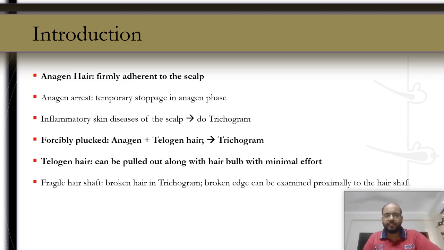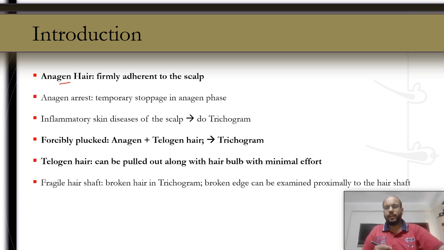Previously, we have discussed that anagen, catagen, and telogen, these three types of hair exist during the vast expanse of the hair cycle. Now, anagen hair is firmly adherent to the scalp, so it does not come out with the least amount of force. You need a considerable force to remove anagen hair from the scalp.